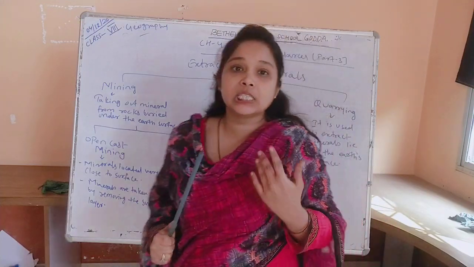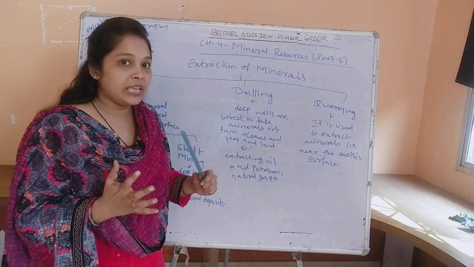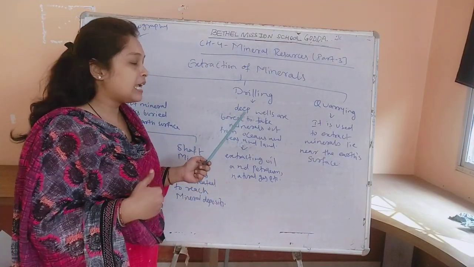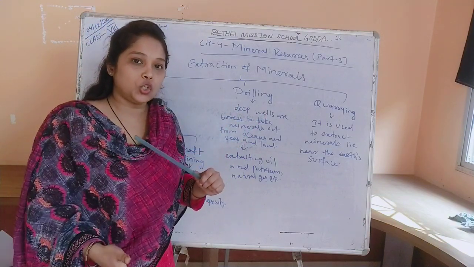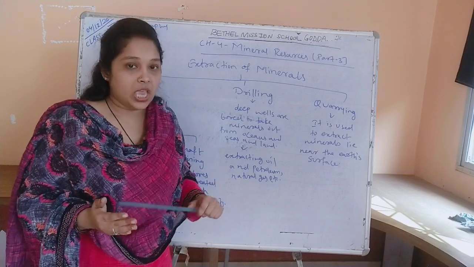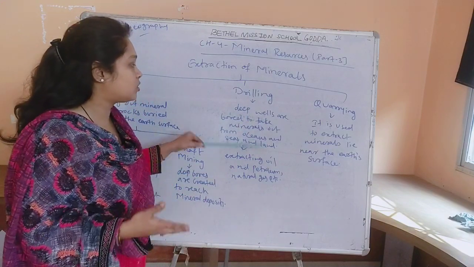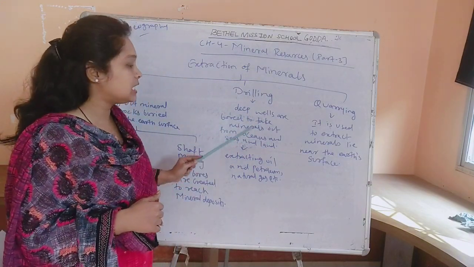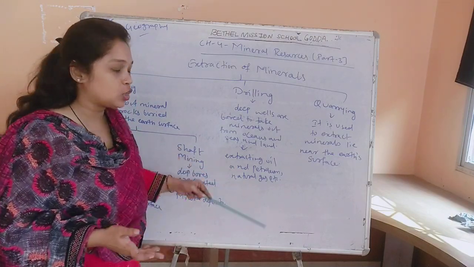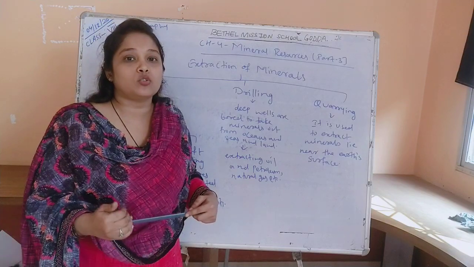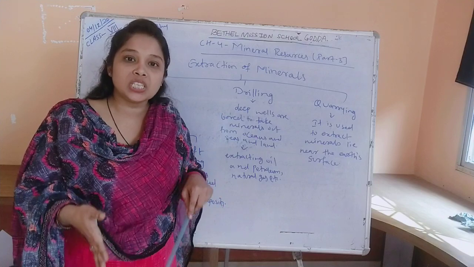Moving on, the second method through which we can extract minerals is drilling. Drilling is a method we use to extract minerals which are deep down in the oceans, seas and land. Deep wells are bored to extract minerals from oceans, seas and land. For example, extracting oil and petroleum, and extracting natural gas. These minerals can be extracted through drilling by making deep wells underground, and in the oceans and seas.